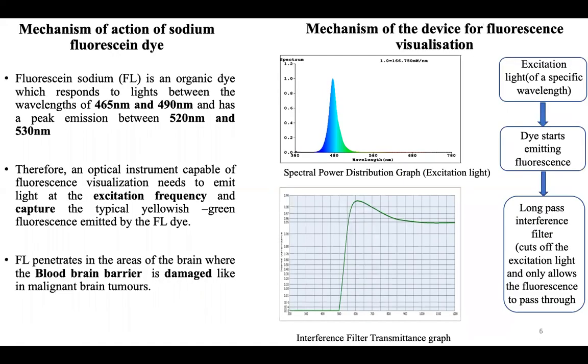So what is the mechanism of action of the fluorescein dye? Fluorescein sodium is an organic dye which responds to light between wavelengths of 465 and 490 nanometers and has a peak emission between 520 and 530 nanometers.